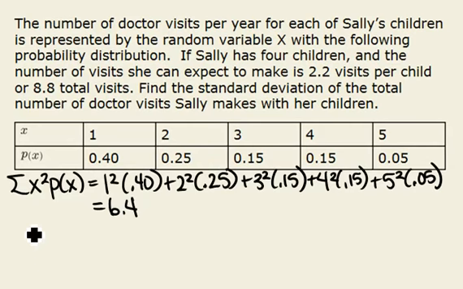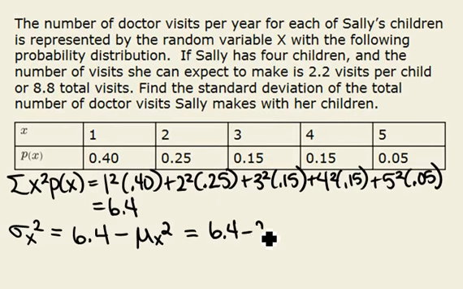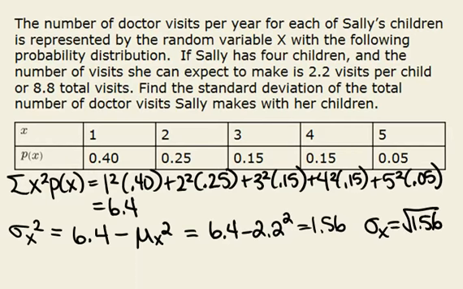So if you want the standard deviation or variance for x, we'll start with the variance, you'll take this term of 6.4 and you want to subtract the mean squared. Now we're told that the expected number of visits is 2.2. So we get 6.4 minus 2.2 squared. That will give you 1.56. Sigma, our standard deviation, is then the square root of that. And the square root of 1.56 is 1.249. Now that is the standard deviation for one child.